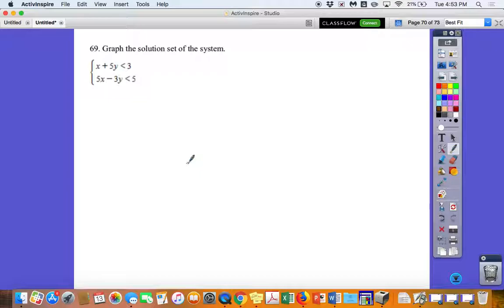We need to get both of them in slope-intercept form. So for the first one, 5y is going to be less than negative x plus 3. So go through and divide everything by 5. So we have y is less than negative 1/5 x plus 3/5.